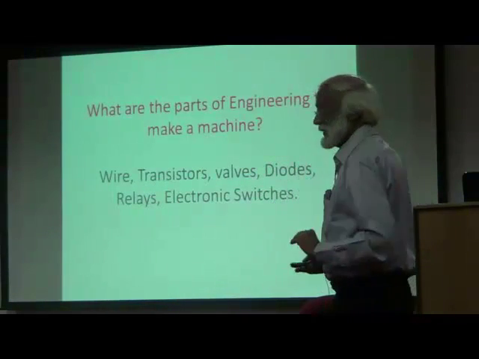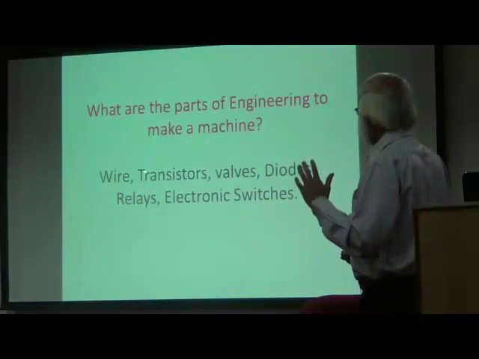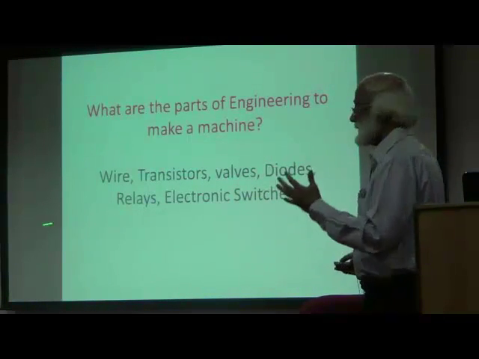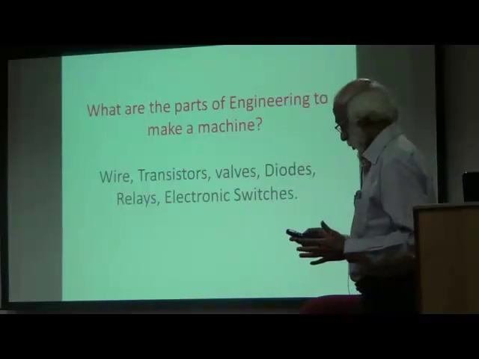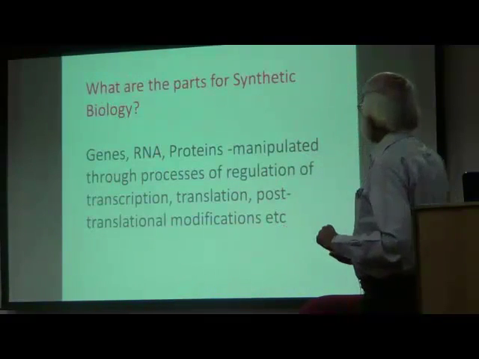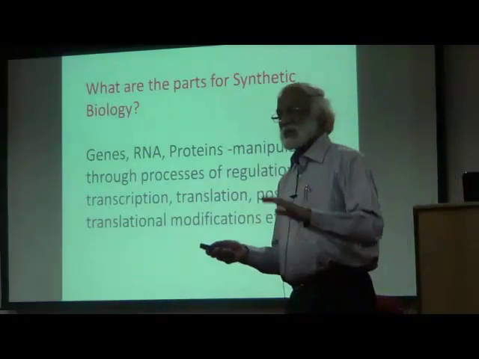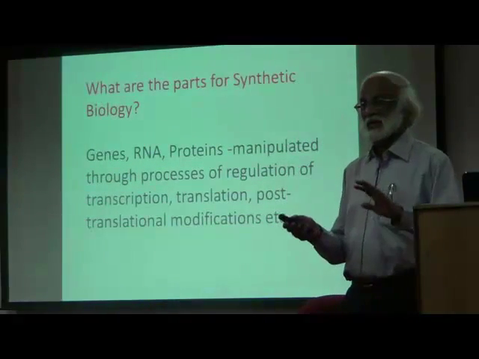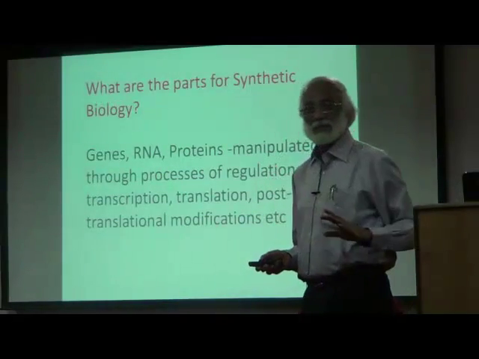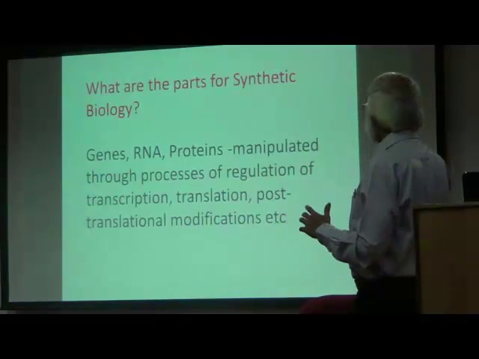So what are the parts of engineering to make a machine? Electronic wire, transistors, valves, diodes, relays, electronic switches, etc., etc. Now, what are the parts of synthetic biology? Genes, RNA, proteins, manipulated through transcription, translation, post-translation modification, and so on. These are the parts of synthetic biology. Okay, so equivalence. This is how one wants to proceed.